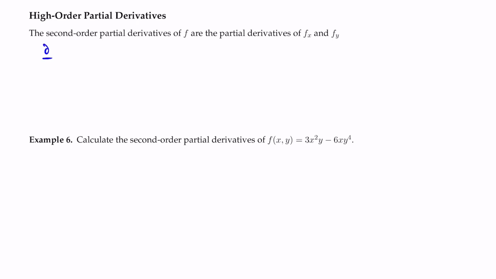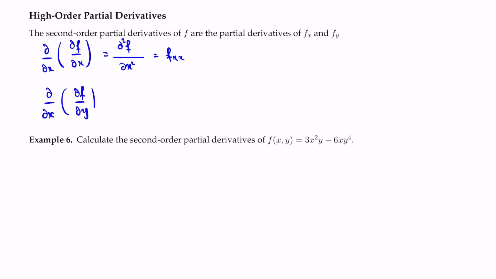is that you take partial x of partial f partial x. This would give you something called partial square f partial x square. Or this is another notation to indicate that this is the second order partial derivative of f with respect to x. Similarly, if you want to take partial x of partial f partial y, this is going to give you partial square f partial x partial y, or this is f sub xy.